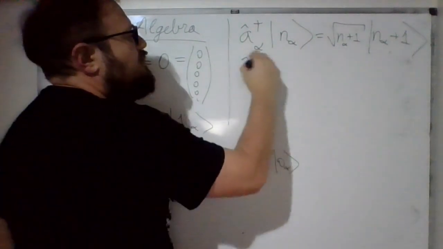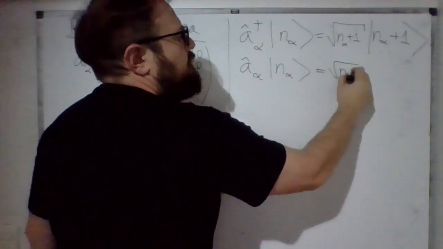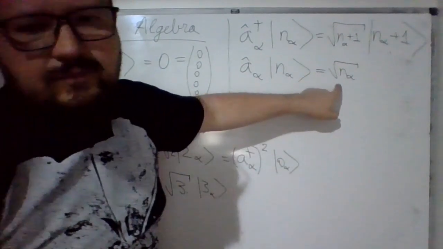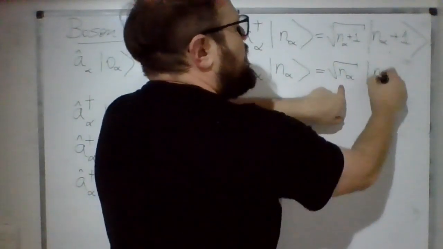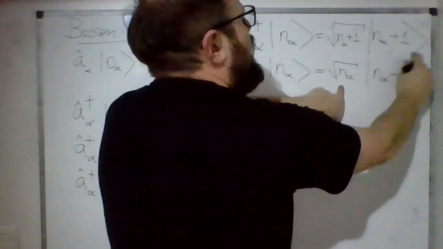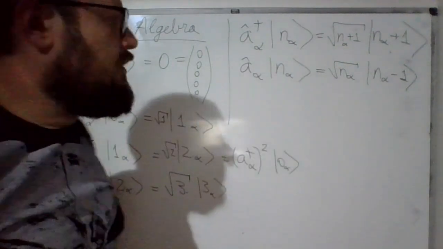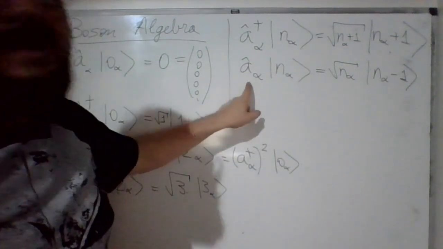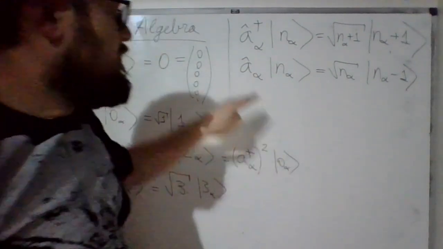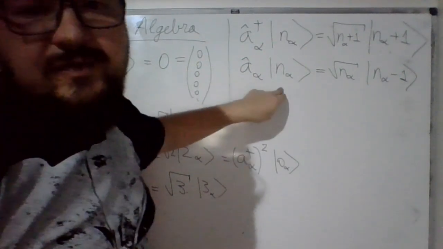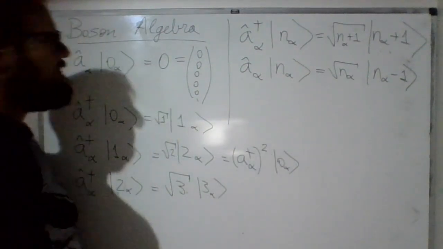But if you try to annihilate a particle in the state with n particles, it produces a proportionality factor which goes with the square root of n alpha and produces a state with 1 particle less. So n alpha minus 1. Okay, you just lower the number of particles applying the annihilation operator. Okay, this is what is meant by applying the annihilation operator to a ket state representing n particles and bosons, right?